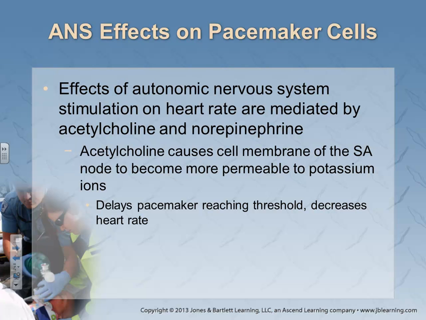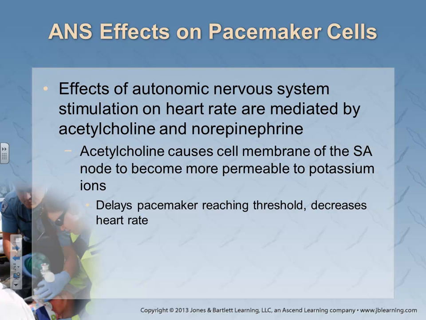It's going to cause the cell membrane of the SA node to become more permeable to potassium ions. So if we're having more potassium ions enter into the cell instead of sodium ions, what's it going to cause a delay in? The action potential, right? Because it takes a whole lot of what inside of the cell to create that positive charge? Sodium. So the autonomic nervous system, the parasympathetic nervous system, is going to release acetylcholine.